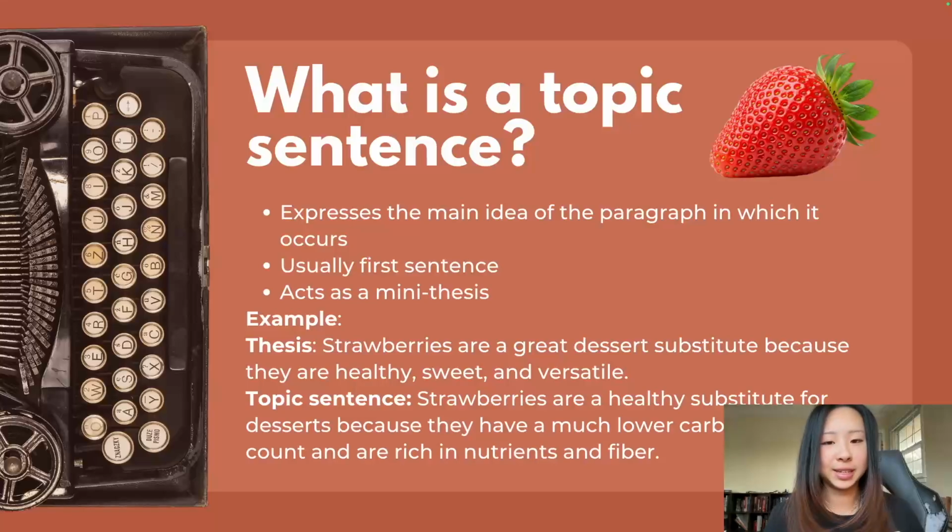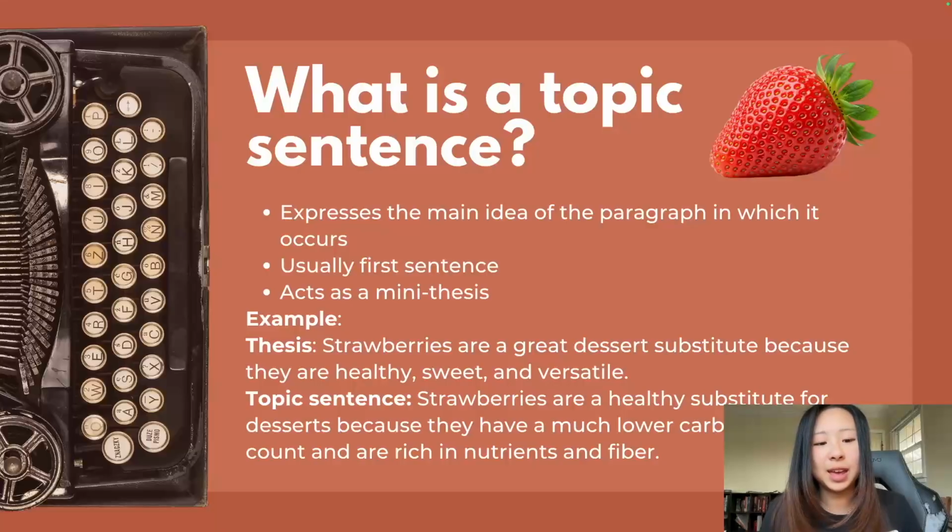So what is a topic sentence? A topic sentence is the main idea of the paragraph and is usually the first sentence of the paragraph in which it occurs. So it acts as a mini thesis to guide the content of your paragraph and also connect that paragraph to your overall argument. So it should be referenced in your thesis statement as well.